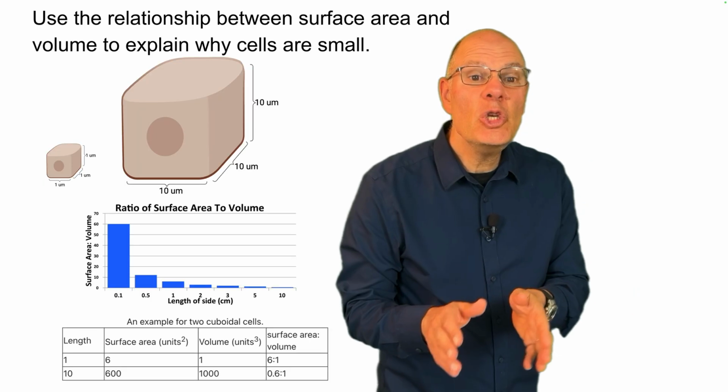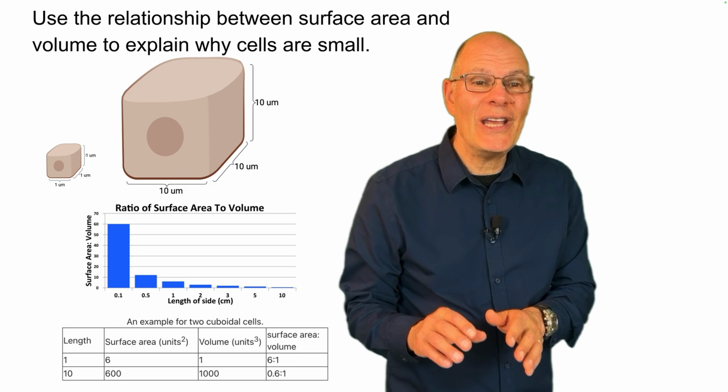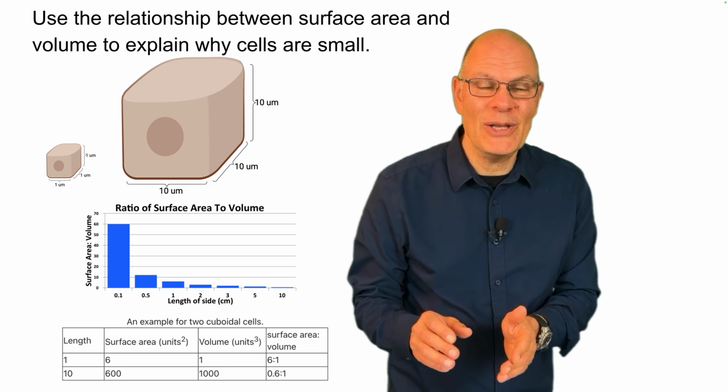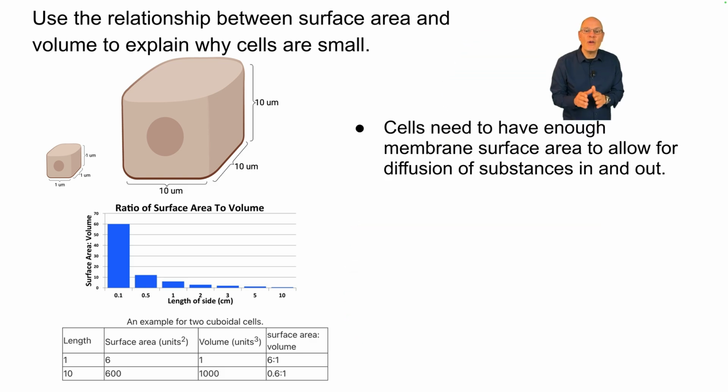Cell size. Use the relationship between surface area and volume to explain why cells are small. Cells need to have enough membrane surface area to allow for diffusion of substances and molecules in and out. Everything that gets into a cell gets there through the membrane. And it might be counterintuitive, but a small cell has much more surface area relative to its volume than a large cell does. Now, let's look at the math.